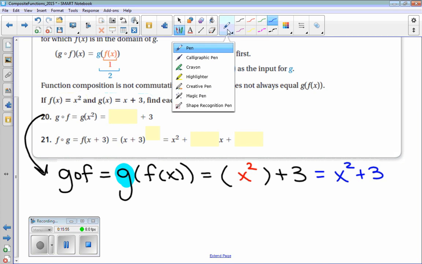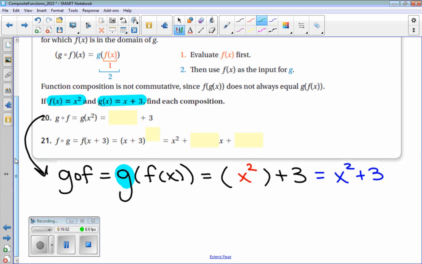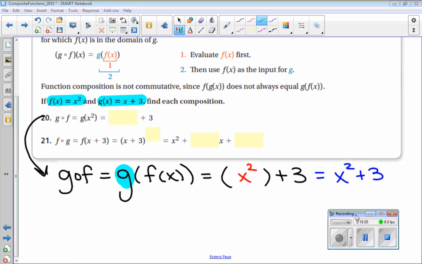Let's try it again, but let's go the other direction. I'm just going to highlight my f and my g so you can see them. And this time, let's go the other direction. Let's find f of g, or f of g of x. We're just doing it in both directions, and we're going to be doing it in both directions for a reason. It has to do with whether they're inverses of each other. We'll talk about that on Wednesday or Thursday. Today's Tuesday, right?